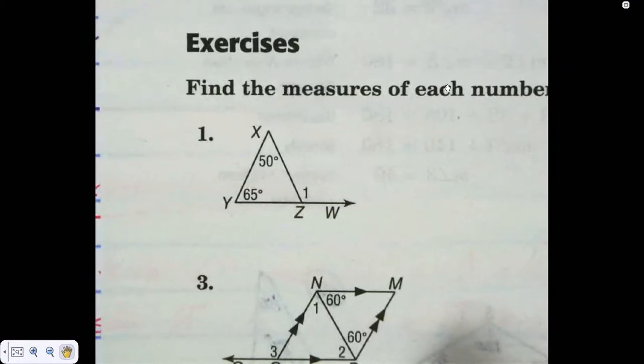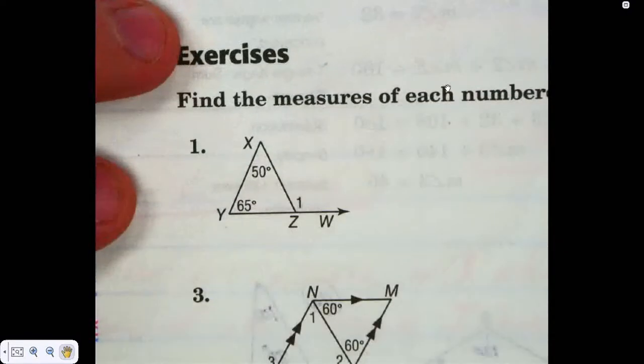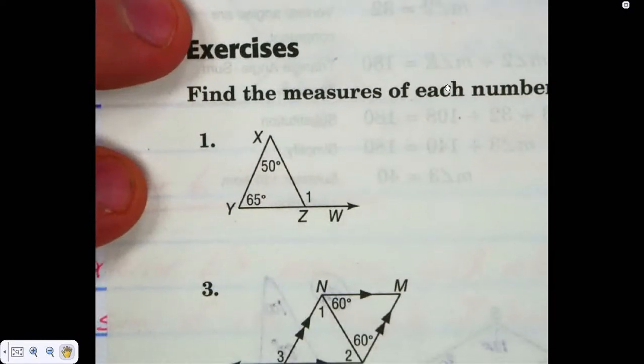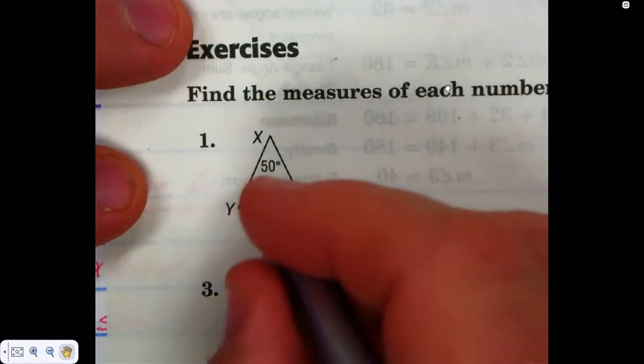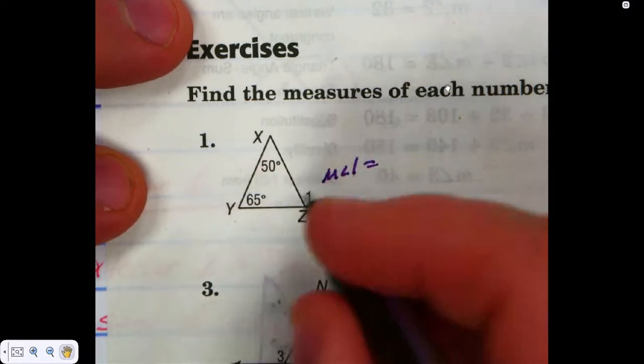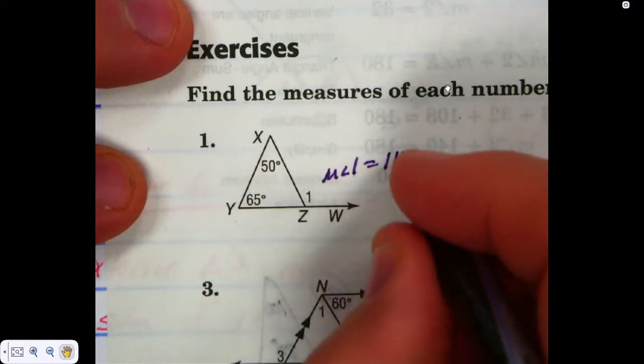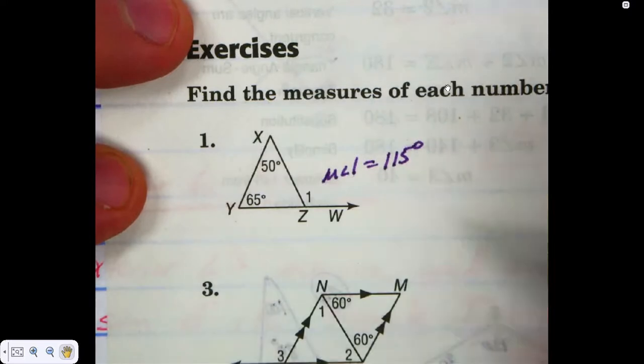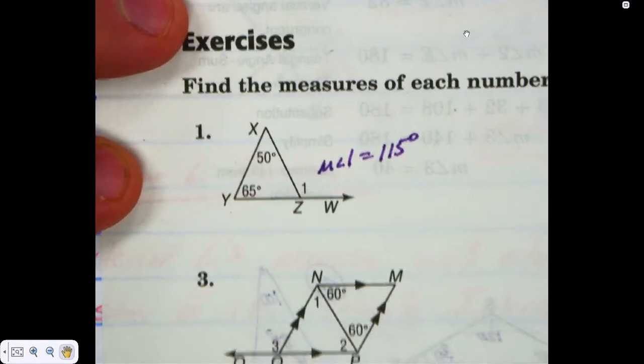Well, they could do, like on number 1, this is just simply the exterior angle theorem, is it not? Yes. This exterior angle equals the sum of its remote interior angles, so the measure of angle 1 is equal to what? 115, because that's what those two added together are. Does everyone agree? Yep.